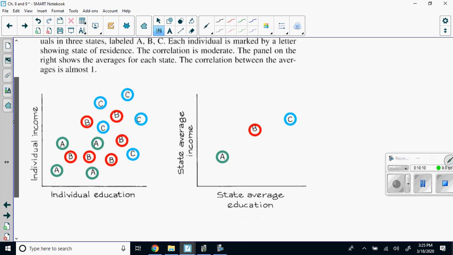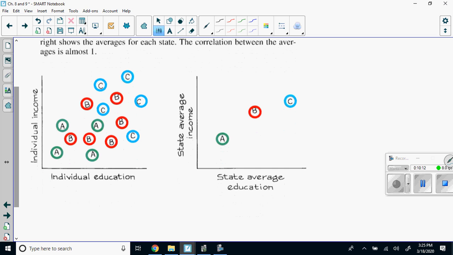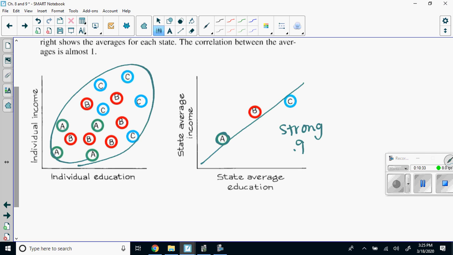If we have individuals versus averages, all these green dots over here represent individuals versus this represents the average for it. Same for the red and same for the blue. This is a very strong correlation. I would guess that that is like 0.9 versus this one, taking just the individuals rather than the averages, that correlation is probably more like a 0.7.